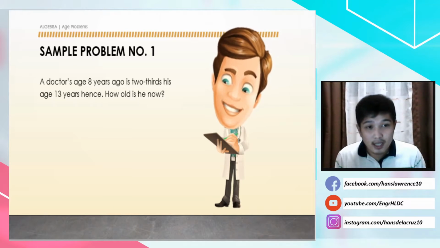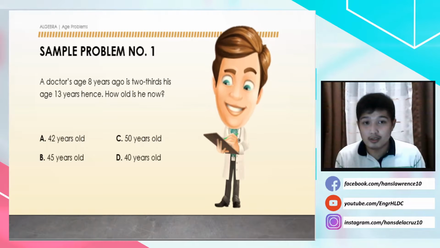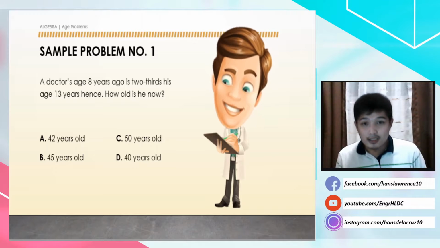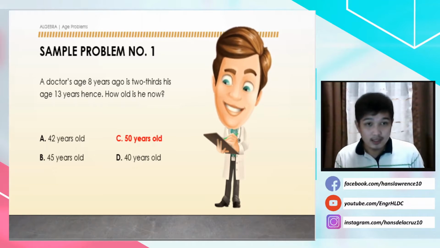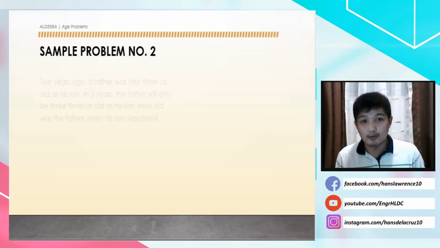Ay, may choices pala tayo, class, no? Hindi ko napakita. Ayan, so choices, 42 years old. Ayan, so meron 15, no? So therefore, ang sagot natin is letter C. And then verify natin. So, correct. Okay? So, next tayo. So, number 2.